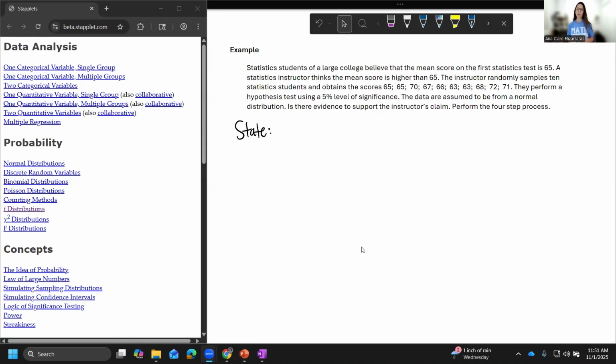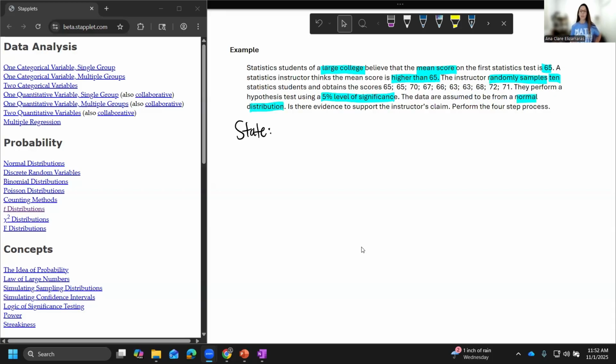Statistics students of a large college, that's important, large college, believe that the mean score of the first statistics test is a 65. A statistics instructor thinks that the mean score is higher than 65. And the instructor randomly samples 10 statistics students and obtains the following scores. They perform a hypothesis test using a 5% level of significance. The data are assumed to be from a normal distribution. Is there evidence to support the instructor's claim?